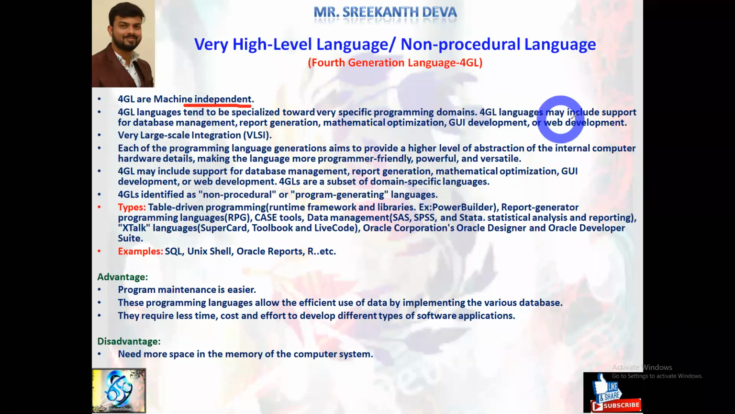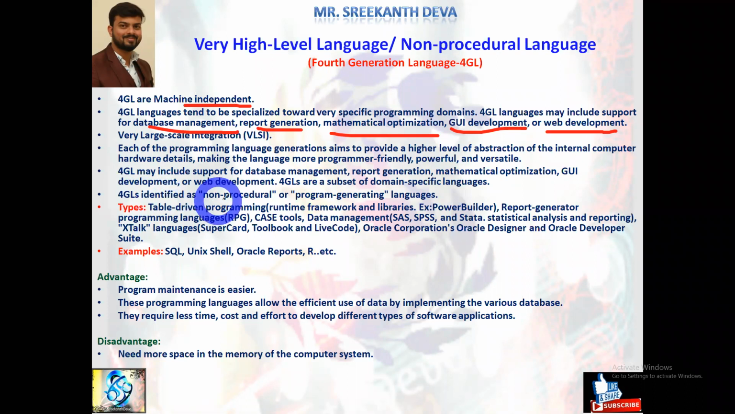These fourth generation languages may include support for database management, report generation, mathematical optimization, GUI development, and web development. This is normally VLSI, very large scale integration, used in fourth generation languages. Each of the programming language generations aims to provide a higher level of abstraction. These fourth generation languages may include support for a database management system.